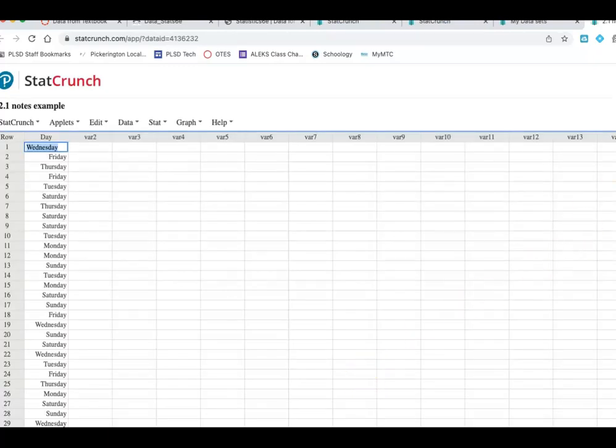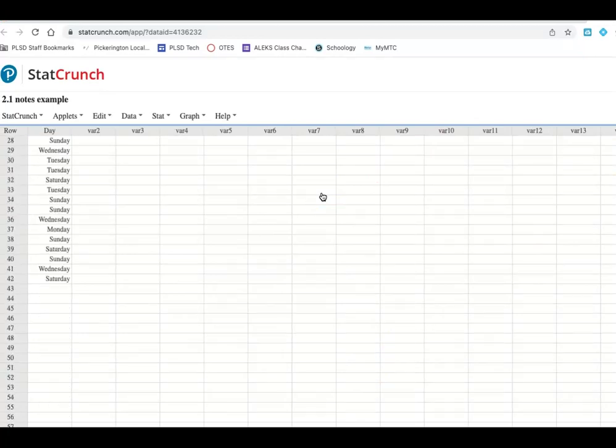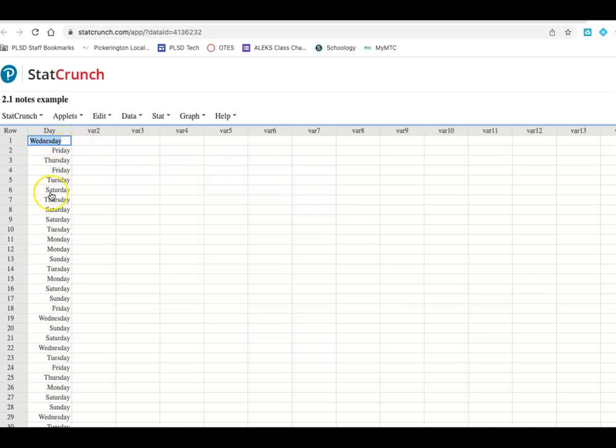Once you have done that, you can see that it has taken all of that data for days of the week and it has put it into a column for me labeled day. So all my data is in there. I didn't have to type it. It's nicely organized. So now that I have the data, I can walk through the steps on these notes to create what I need to create.